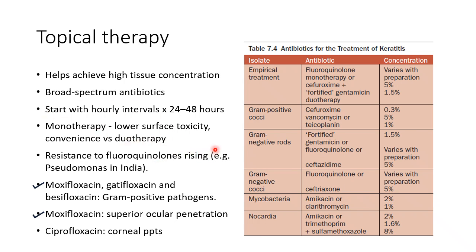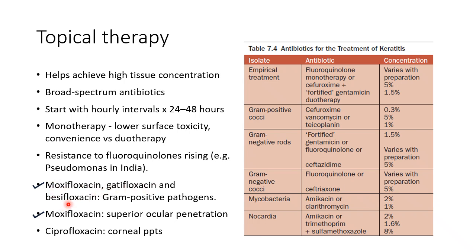Dual therapy means you use a combination of one or more antibiotics. Now remember, resistance to fluoroquinolones, which were once very widely used, very successful antibiotics for corneal ulcers. Resistance to them is rising. For example, Pseudomonas has been shown to be resistant to fluoroquinolones in a few Indian studies.